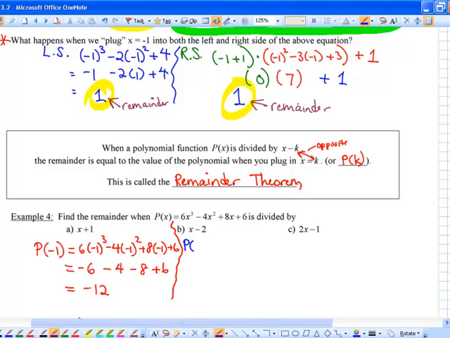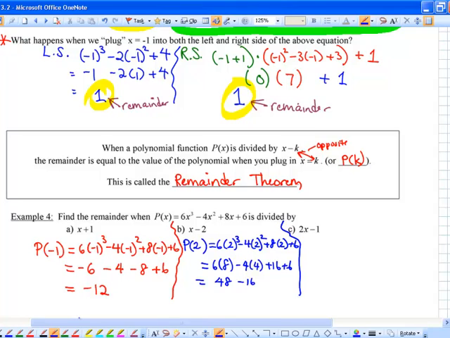Next one for B, what do you plug in? X minus 2 is always the opposite, so plug in 2. Go ahead and do that, please, and get the answer. Okay, I got 54. How about this one?